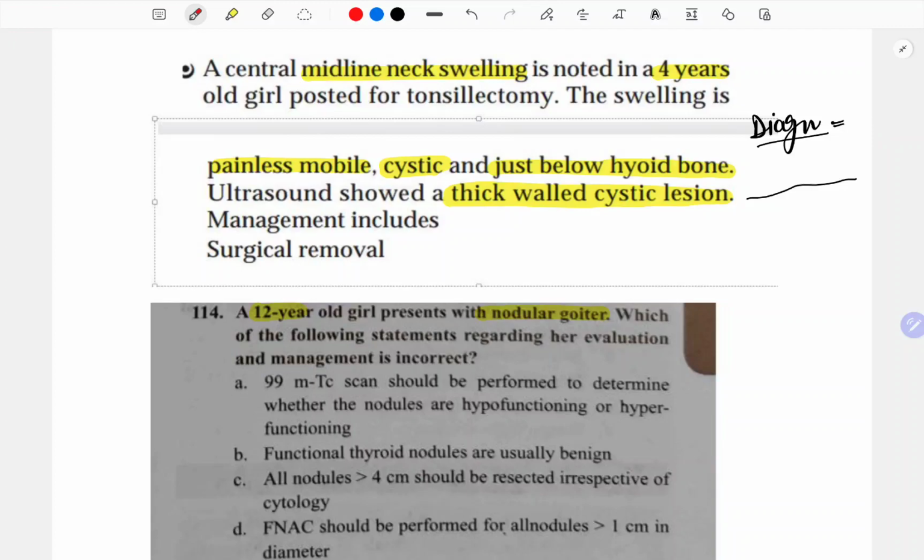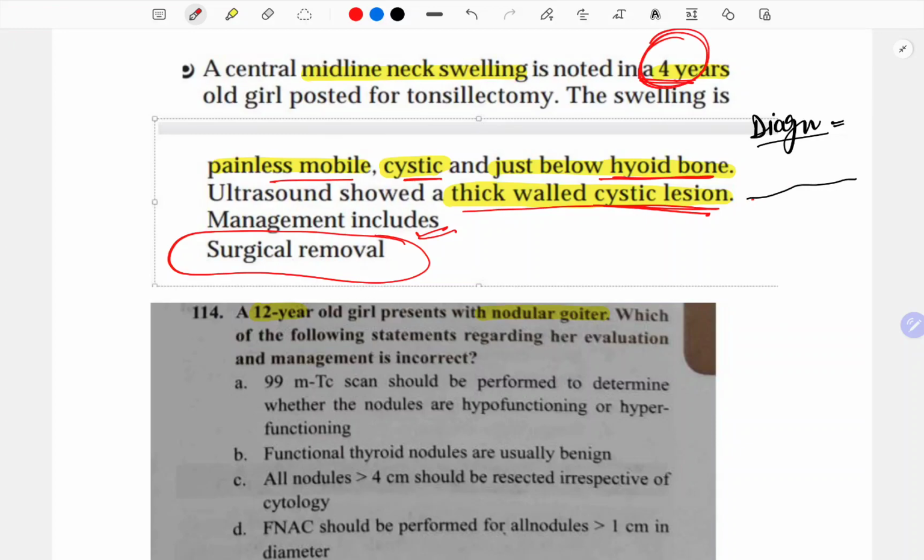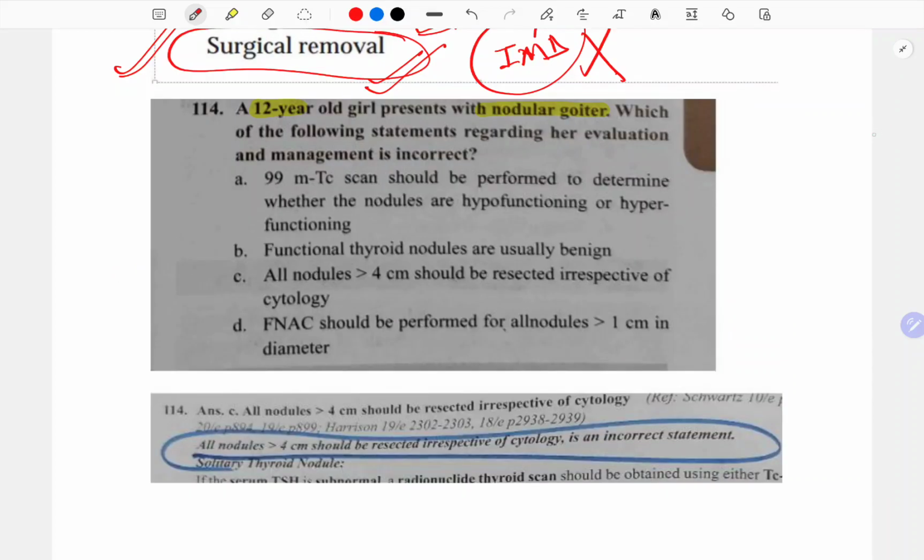Now another question: a central midline neck swelling is noted in a 4-year-old girl posted for tonsillectomy. The swelling is a painless, mobile, cystic swelling just below the hyoid bone. Ultrasound showed a thick-walled cystic lesion. What management should be done? The management should be surgical removal, and most probably it is a thyroglossal cyst. See, look at the age, or it can be certain other cysts also which can be detected with the clinical tests or with the investigations. So the main management, if it is a thyroglossal cyst, would be surgical removal, the Sistrunk operation, and not incision and drainage. Incision and drainage would not be the answer.